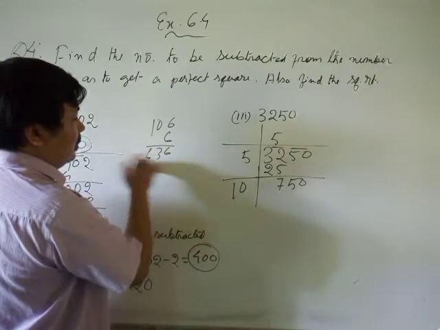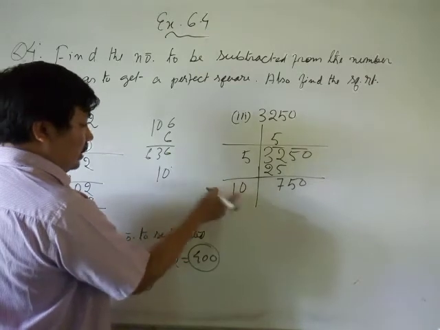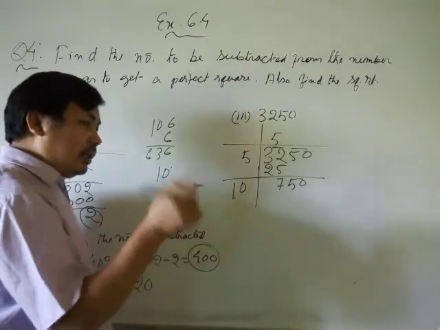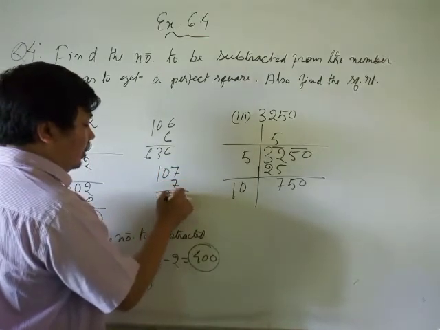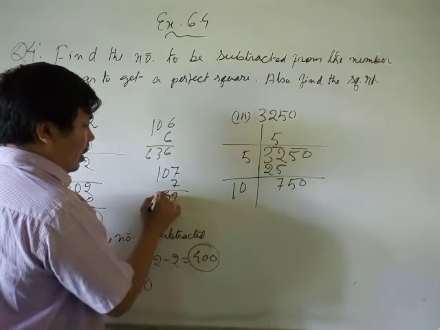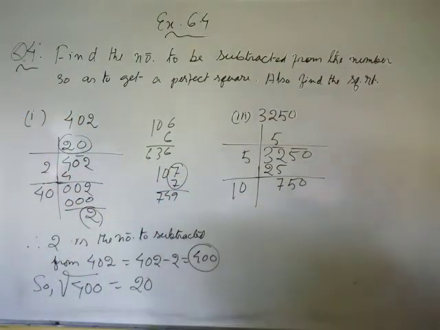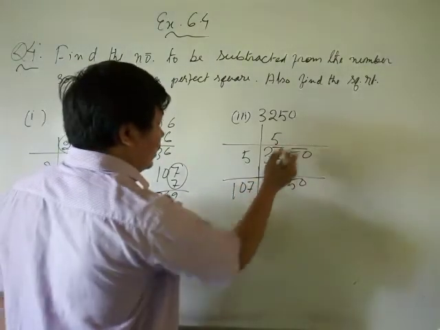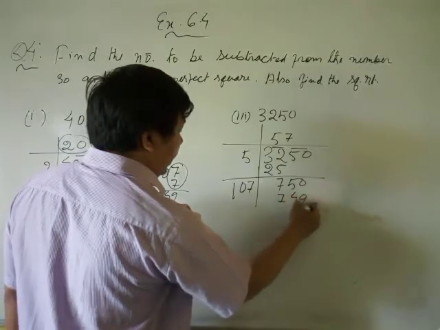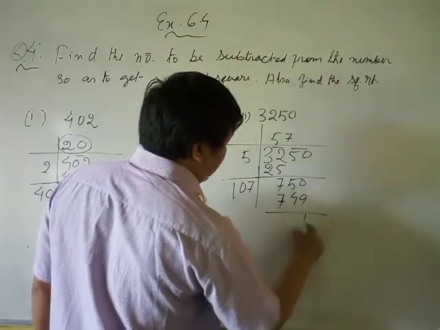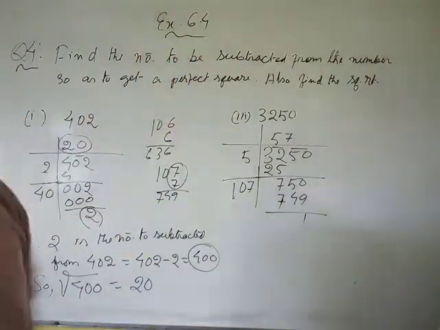Then 600. Okay, let us take one more. Let us take another, 7. 7 sevens are 49. So we can take 7 here and 7 here. This is 12. Then we get 7, 4, 9. Then what is the remainder here? 1 is the remainder. If you subtract 1 from there, then you will get the perfect square.